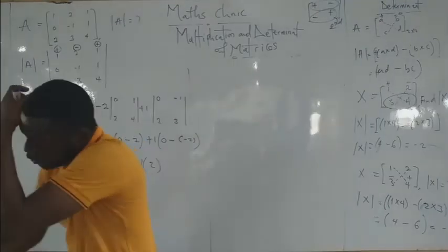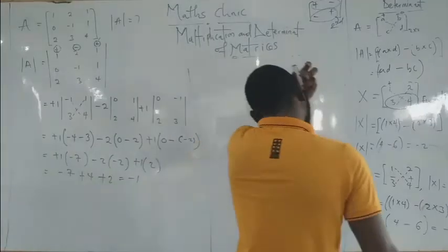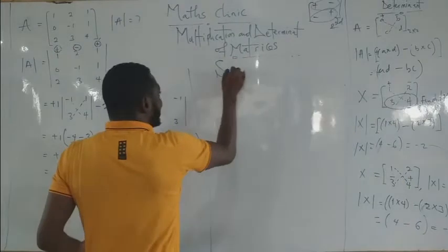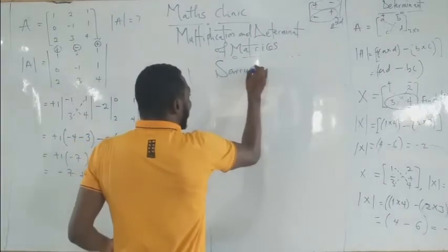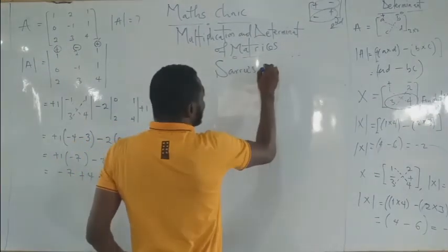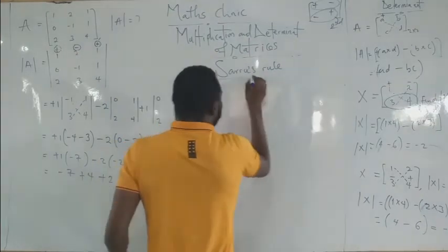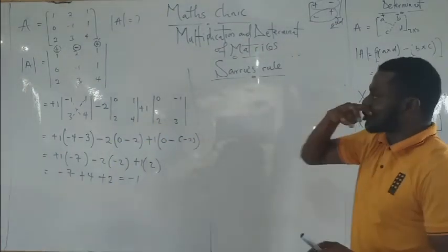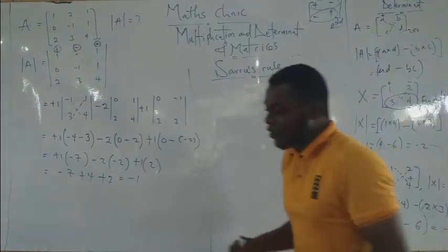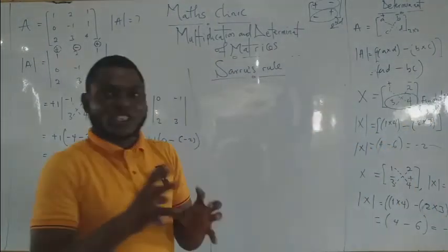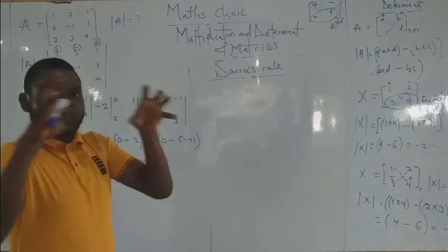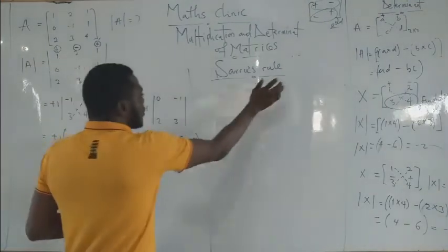This method is what we call Sarrus' rule. This is called Sarrus' rule. I remember when I was in secondary school, I called this mosquito net, because after drawing it, it will look like a mosquito net. Okay? So how do you use this?